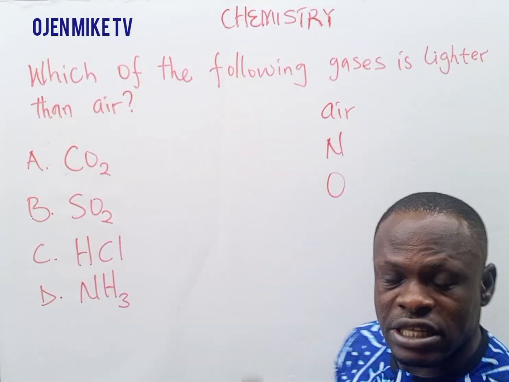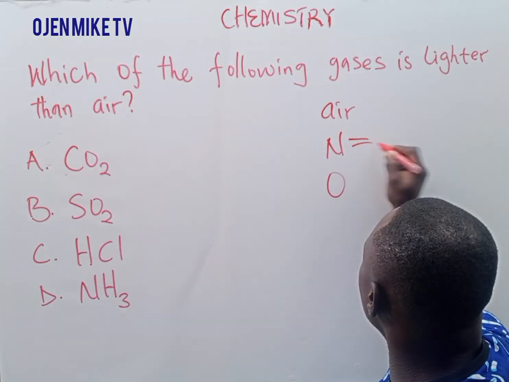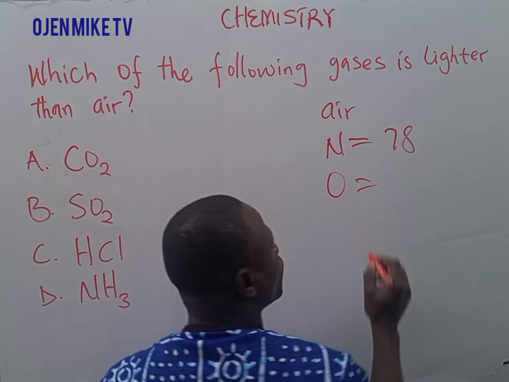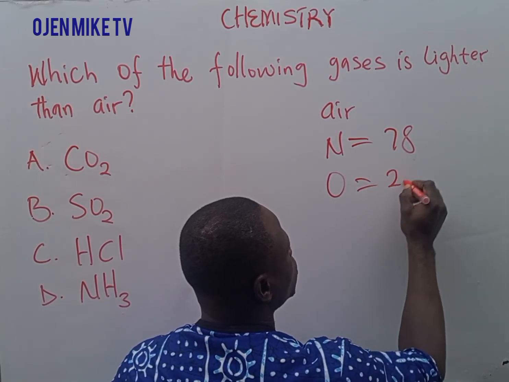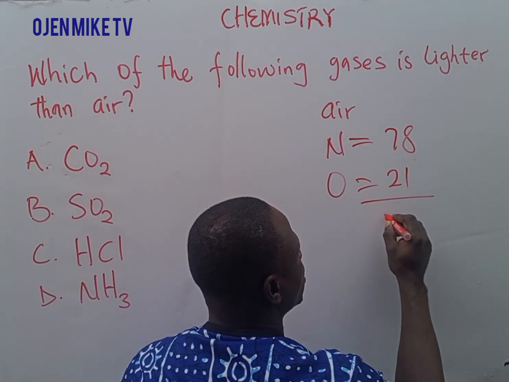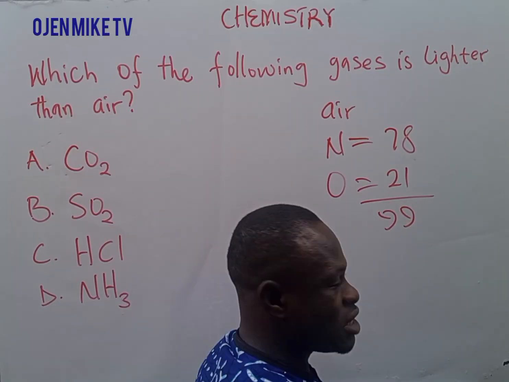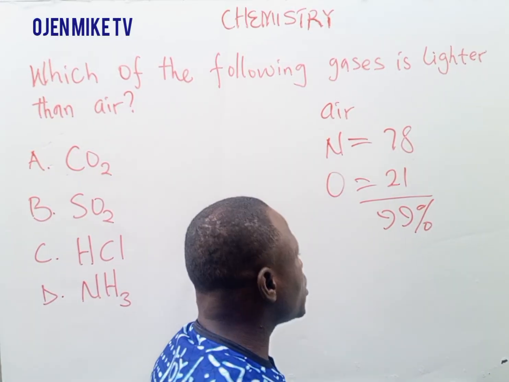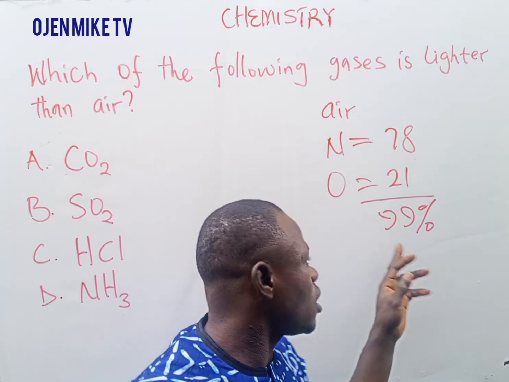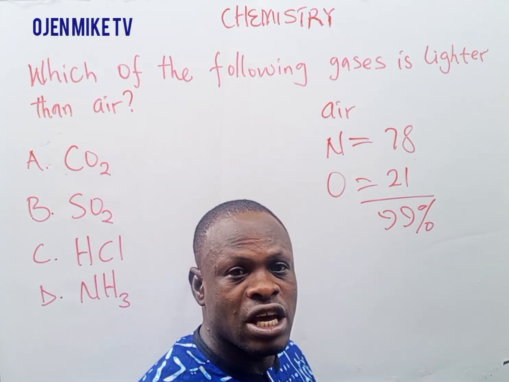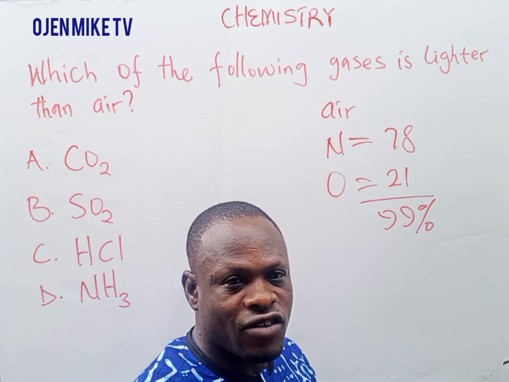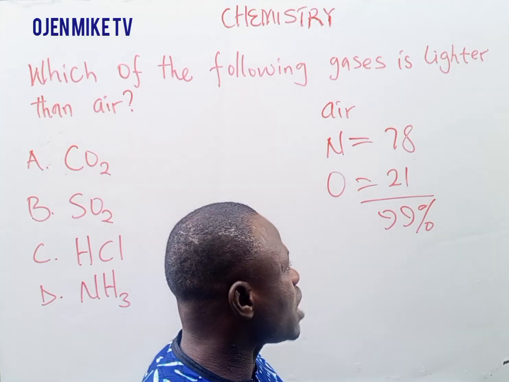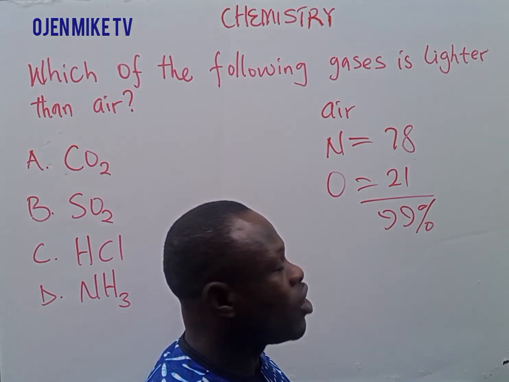Oxygen. And the percentage of nitrogen in the air is 78%, and that of oxygen is 21%, making a total of 99%. Okay, 99%. Other things that complete this 1%, that is 100%, are noble gases, carbon dioxide, and water vapor. So the major components of air are what?